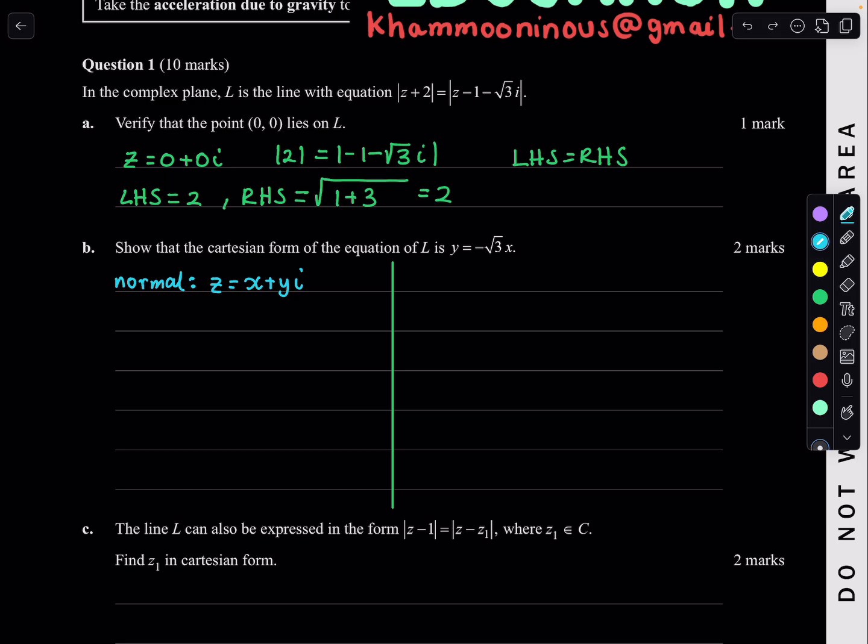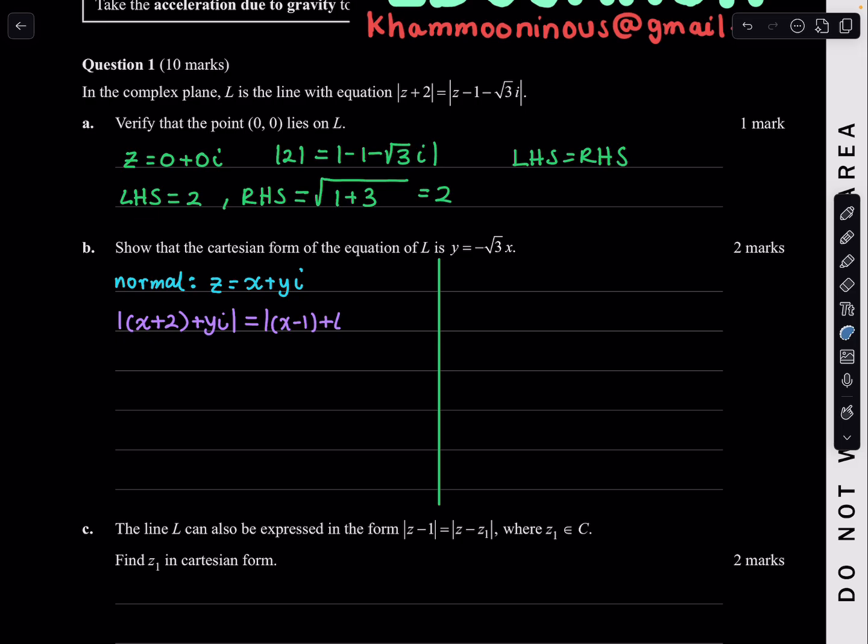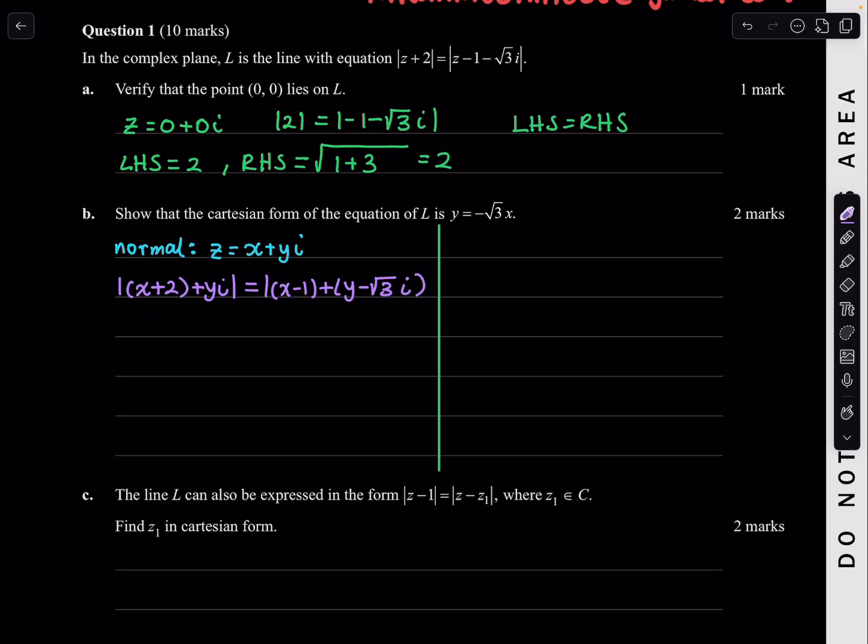So let's do that. Let me use purple here. If I sub it in, it'll be x plus 2 plus yi, then if I sub it in here, it'll be x minus 1 plus y minus root 3 i. I think there's going to be a lot of algebra here, so I'm going to move this a little bit to this side. I'm going to try to simplify this. So y minus root 3 i. Beautiful. And close the absolute value.